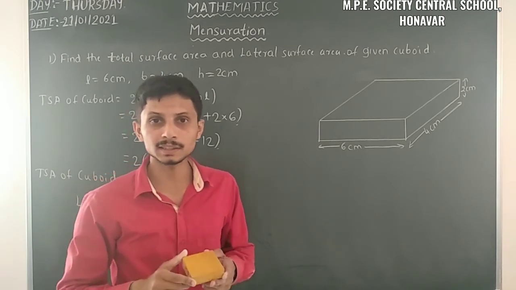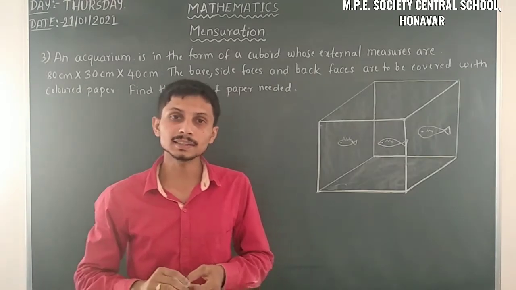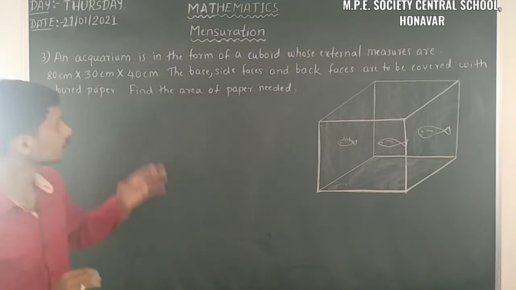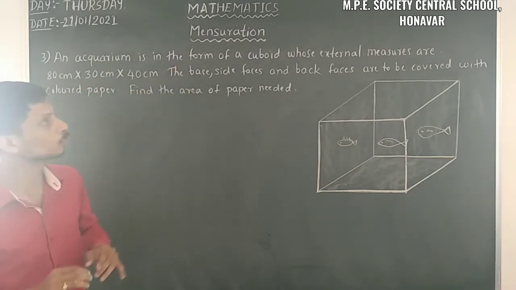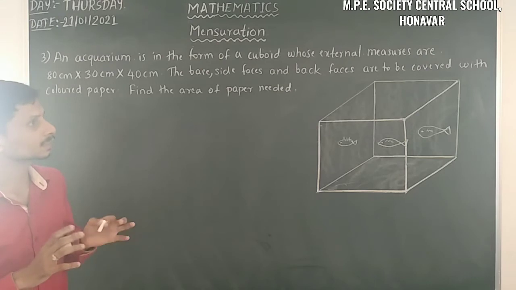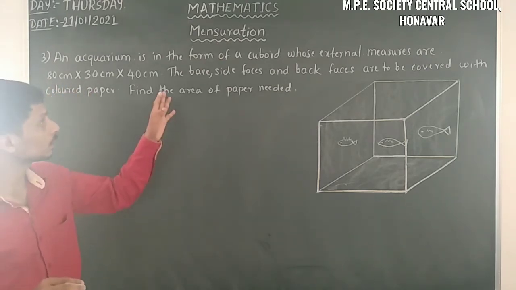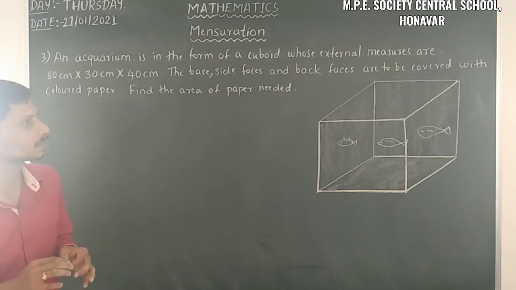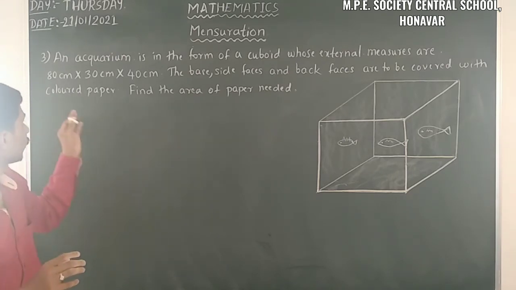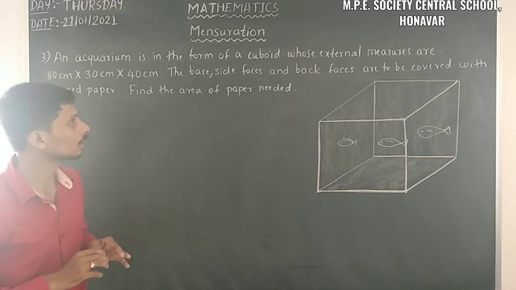So let us take the next problem. Let us take the second problem here. We have an aquarium in the form of a cuboid whose external measures are 80 by 30 by 40. The base, side faces and back faces are to be covered with colored paper. Find the area of the paper needed.